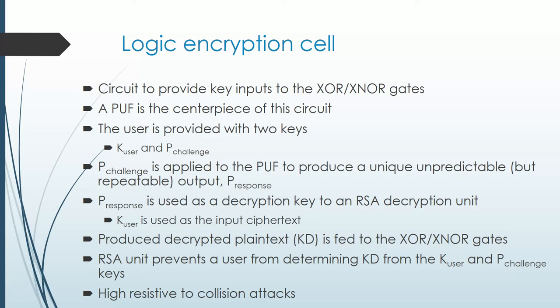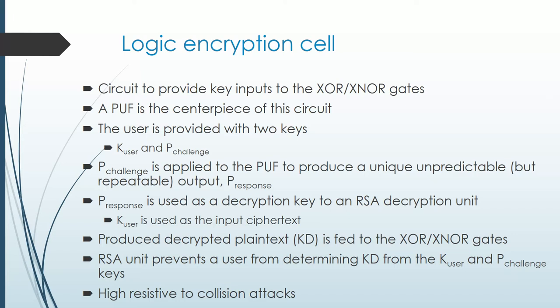Now, in order to facilitate the key insertion, this patent introduces a logic encryption cell, which is a circuit to provide the key inputs to the XOR and XNOR gates. A path, a physically unclonable function, is the centerpiece of the circuit. The user is provided with two keys, a user key and a challenge for the path. The challenge is applied to the path to produce a unique, unpredictable but repeatable output, the response, the p-response.